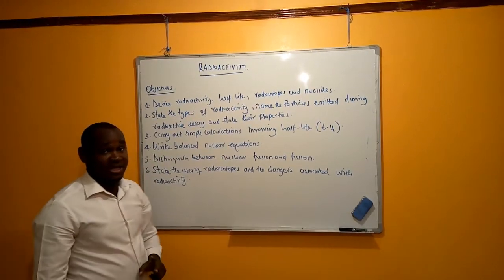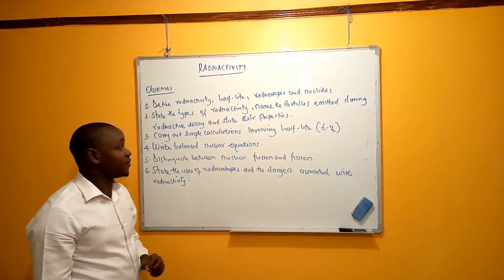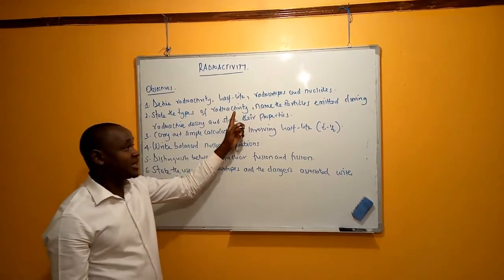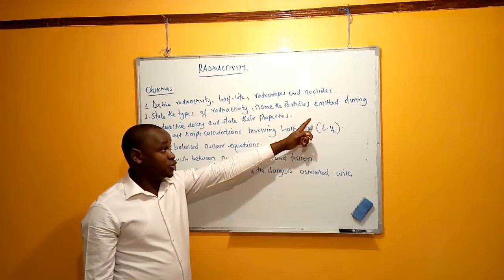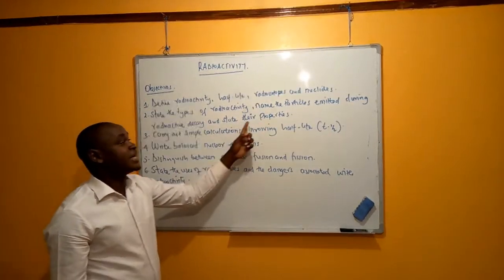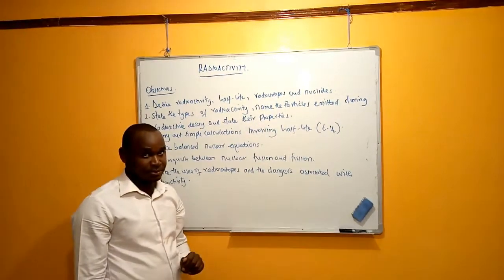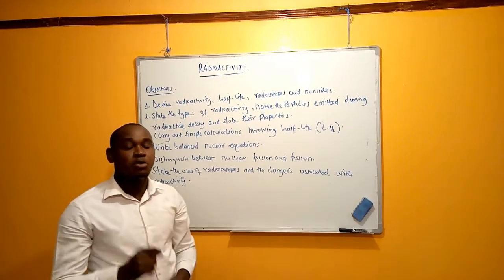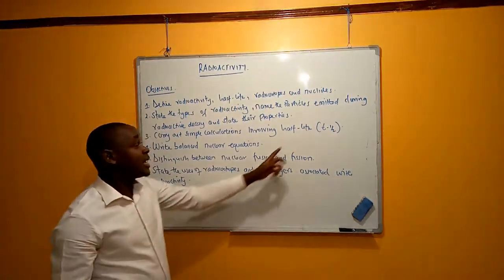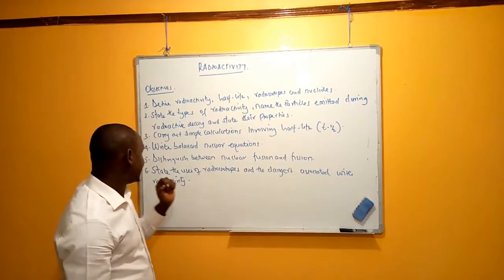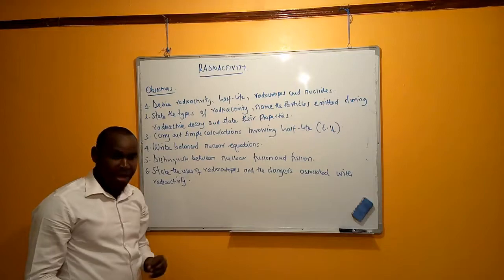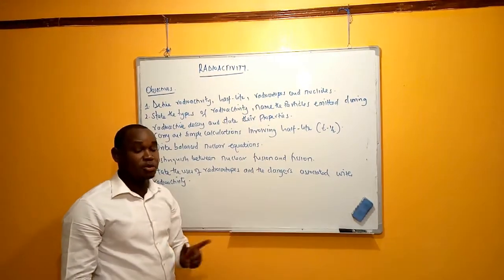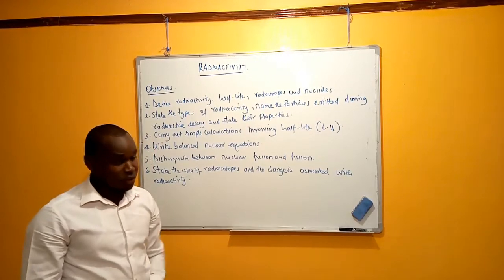The second objective is that the learner should be able to state the types of radioactivity, name the particles emitted during radioactive decay, and state their properties. The third objective is that the learner should be able to carry out simple calculations involving half-life. And the fourth one is that the learner should be able to write balanced nuclear equations.